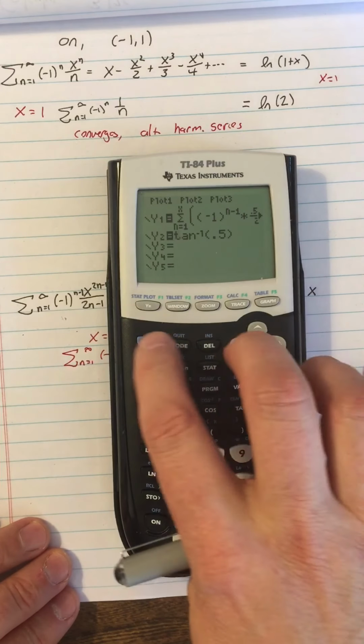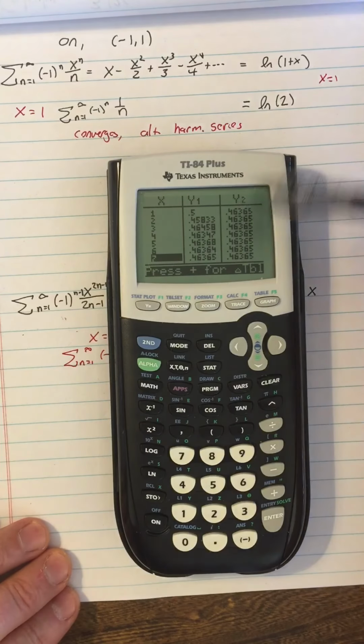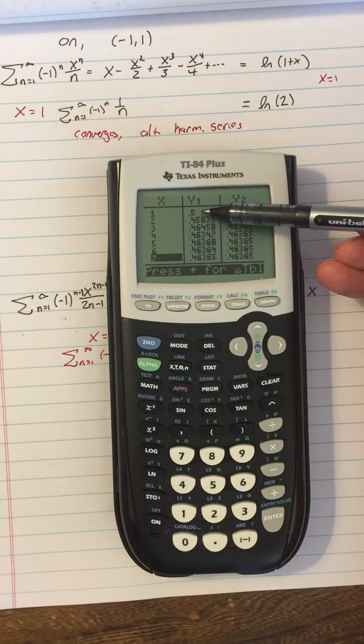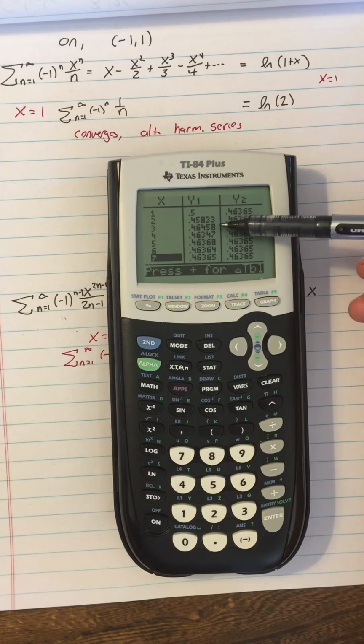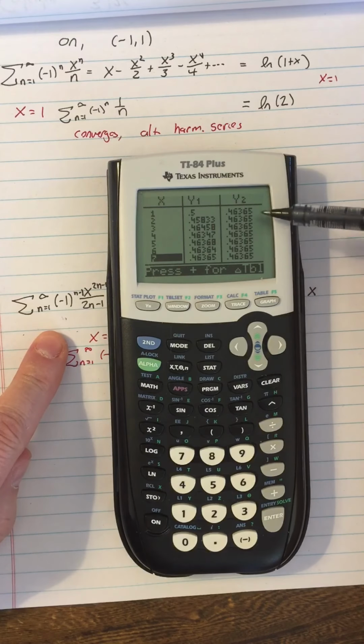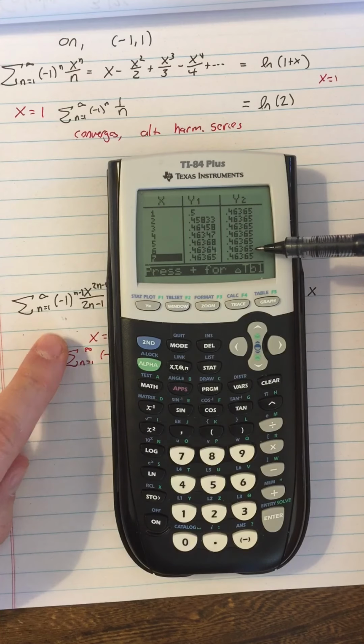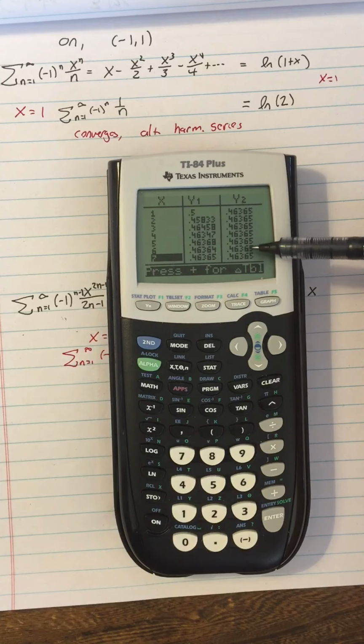So now, if you do the table, these are the partial sums. This is the first partial sum, second partial sum, third partial sum, fourth partial sum of this infinite series. And this is the calculator's value for the inverse tangent of 0.5. And you can see that they converge very quickly. By the time you get to n equals 7, you have 5 decimal places of accuracy.